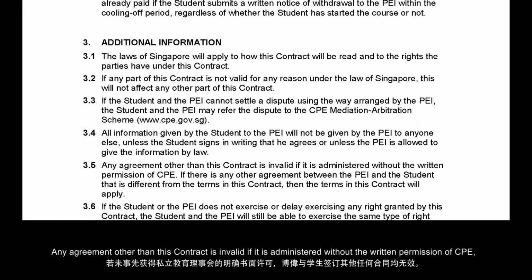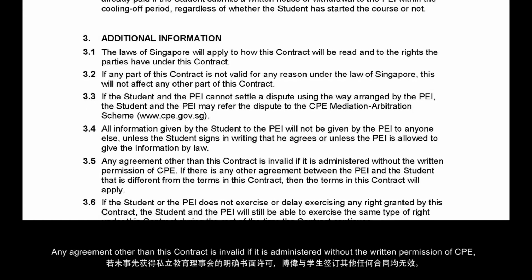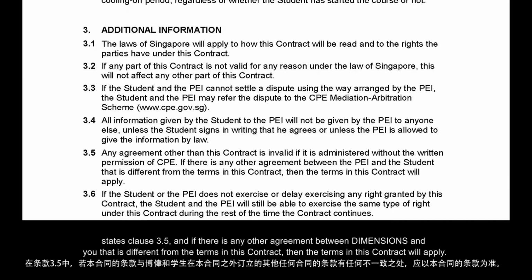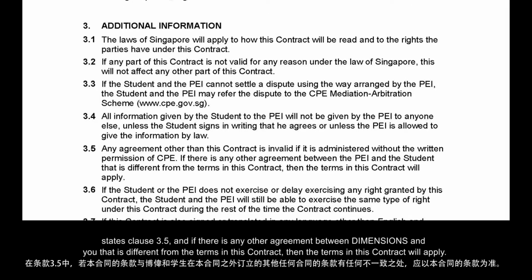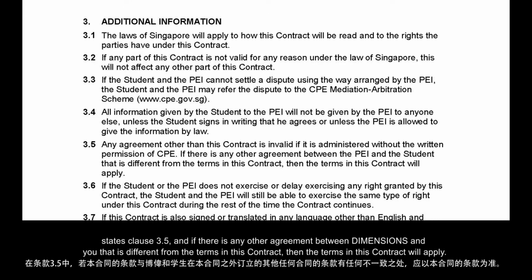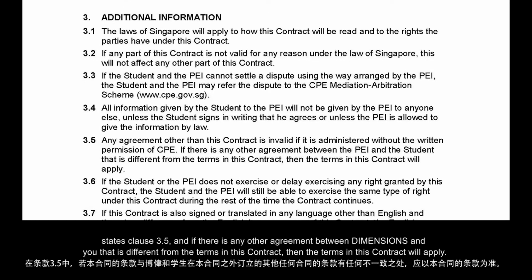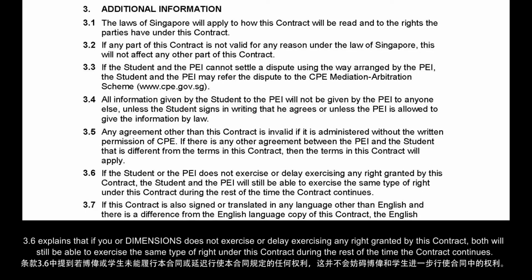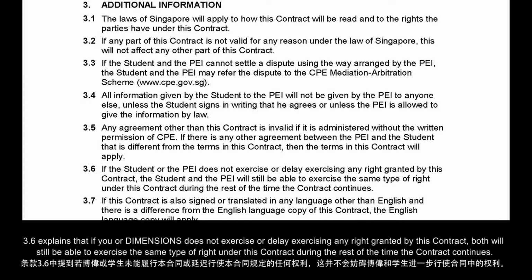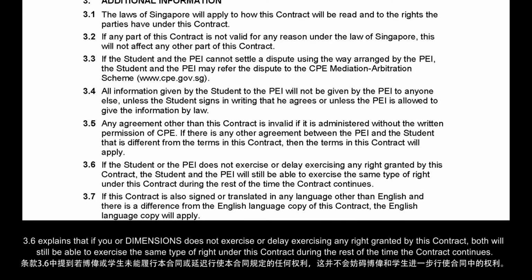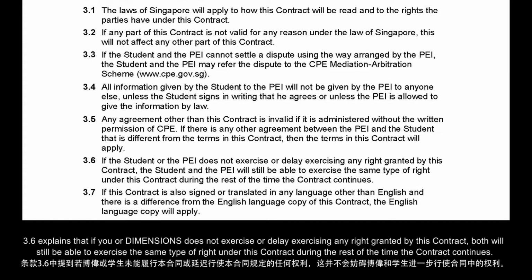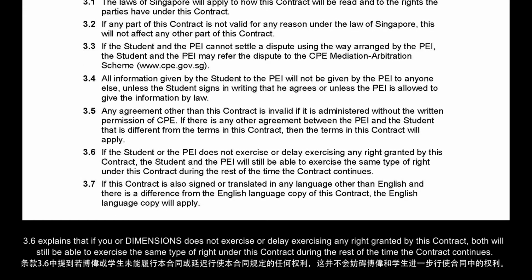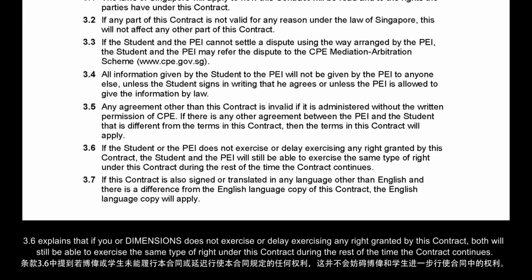Any agreement other than this contract is invalid if it is administered without the written permission of CPE, states clause 3.5, and if there is any other agreement between Dimensions and you that is different from the terms in this contract, then the terms in this contract will apply. 3.6 explains that if you or Dimensions does not exercise or delay exercising any right granted by this contract, both will still be able to exercise the same type of right under this contract during the rest of the time the contract continues.